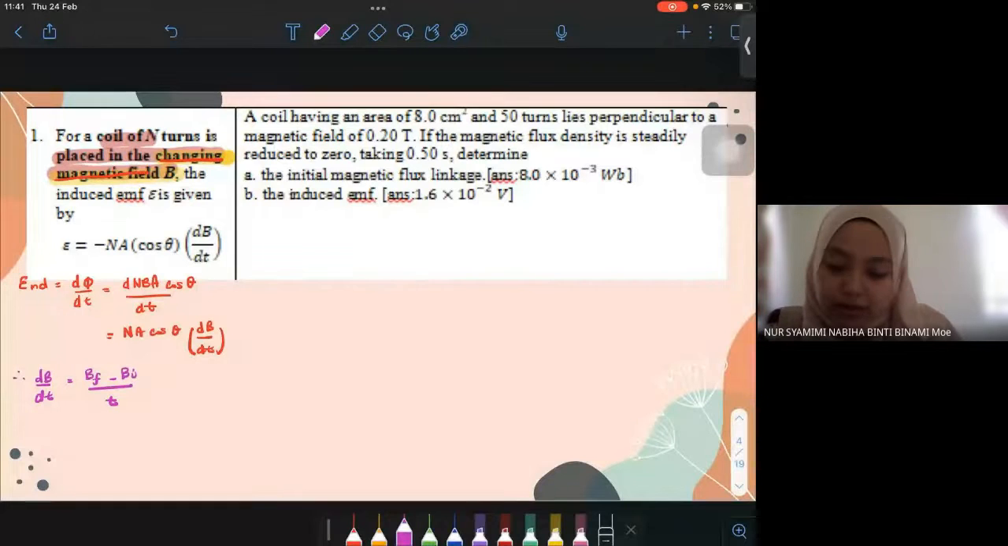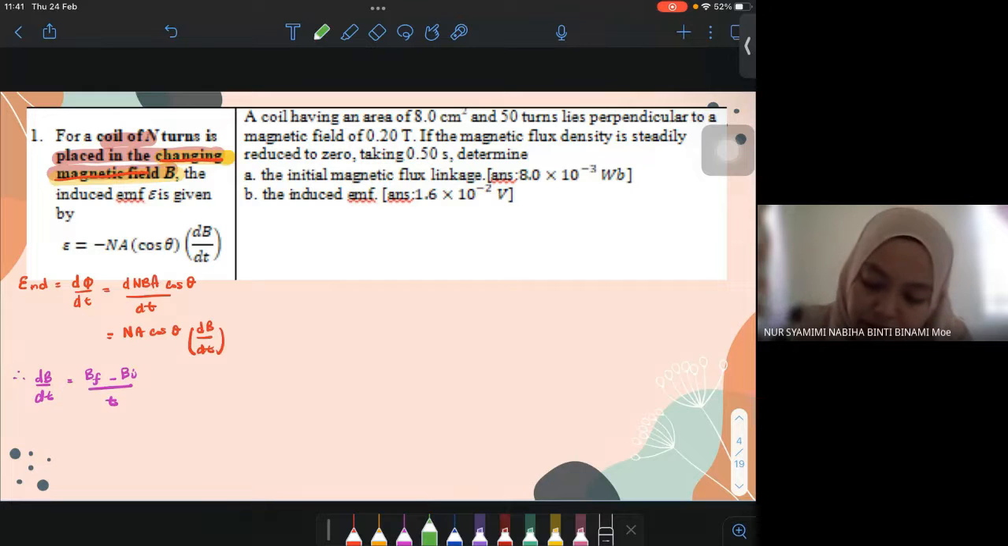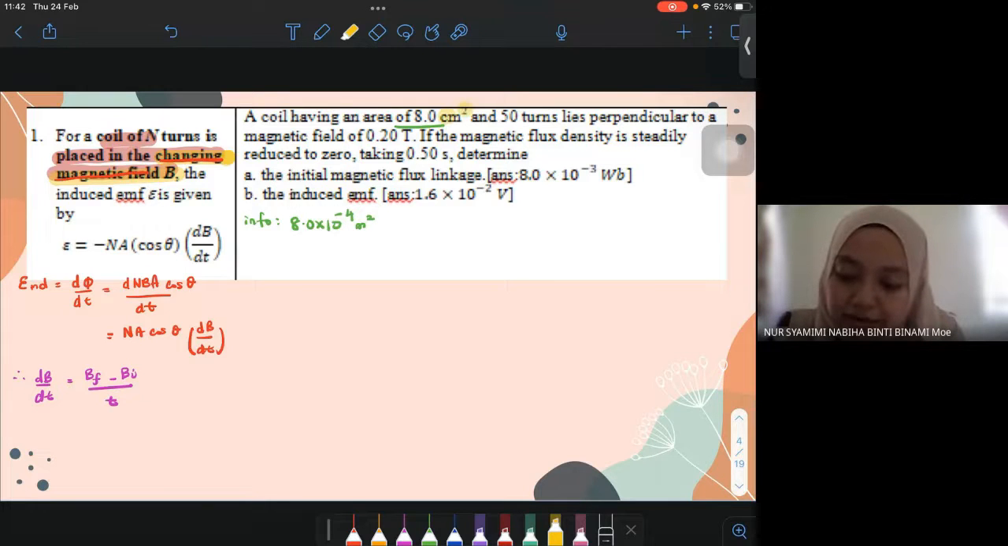Okay. Right, so look at the example. The first example here is said that a coil is having an area of 8 centimeters square and 50 turns lies perpendicular to a magnetic field of 0.2 Tesla. If the magnetic flux density is steadily reduced to 0, taking 0.5 seconds, determine the initial magnetic flux linkage and the induced EMF. Okay, so from this question, we take out all the info here. The first info, we have area which is 8 exponent negative 4 meter square. Ingat, dia ialah senti square, that's why kamu dapat negative 4, bukan negative 2.